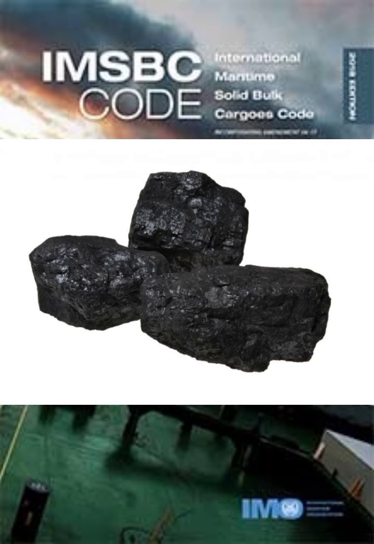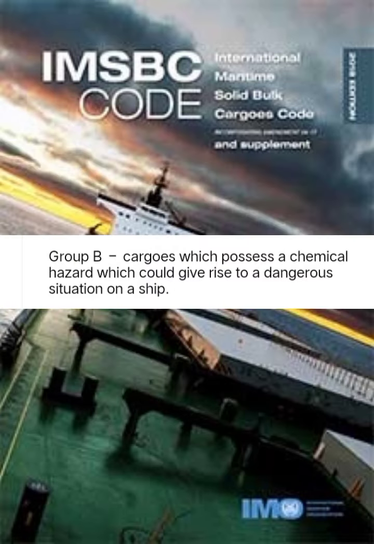consisting of amorphous carbon and hydrocarbon. The second group is Group B, cargoes which possess a chemical hazard which could give rise to a dangerous situation on a ship. Group B cargoes are also classified in two ways within the code: dangerous goods in solid form in bulk under the International Maritime Dangerous Goods or IMDG code, and materials hazardous only in bulk or MHB.